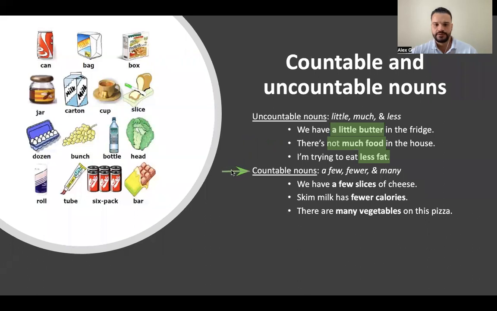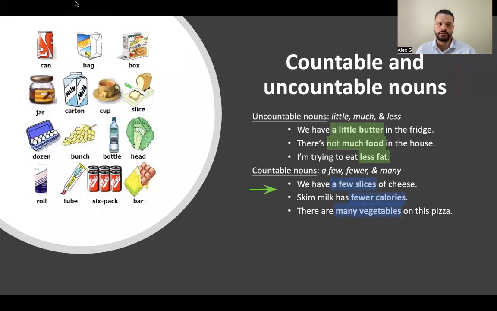For countable nouns, we want to use a few, fewer, and many. And here we have a couple examples. We have a few slices of cheese. Skim milk has fewer calories. And finally, there are many vegetables on this pizza. So now, because it's countables, we have to use a few slices, right? A few slices, fewer calories, or many vegetables, right?